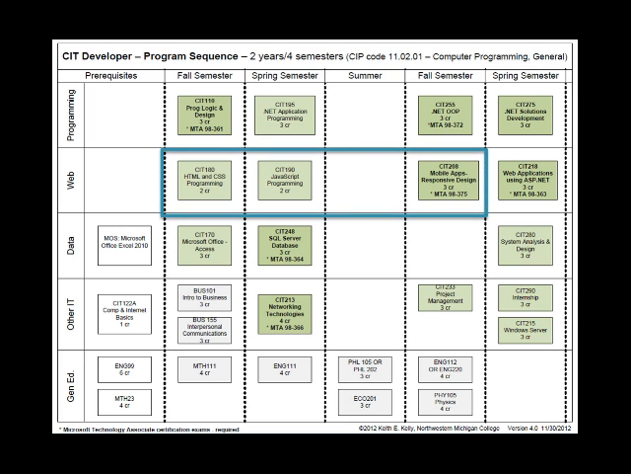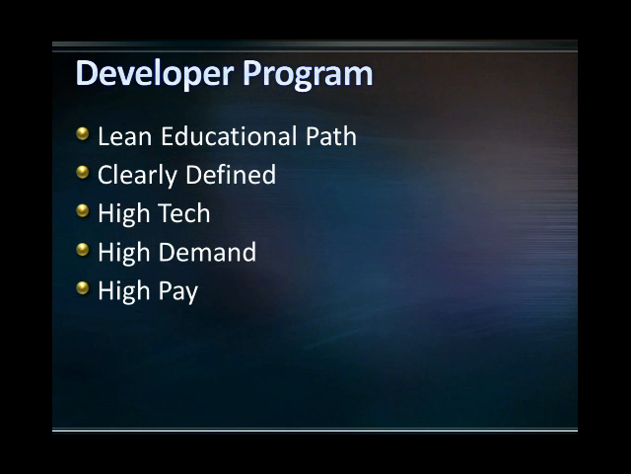Oh, yeah, that's cool. So again, what we've tried to do is develop something different, a different path than the standard university computer science program. So I see it as a lean educational path. Again, in 2 years, we're making people that are in very high demand. It's clearly defined.